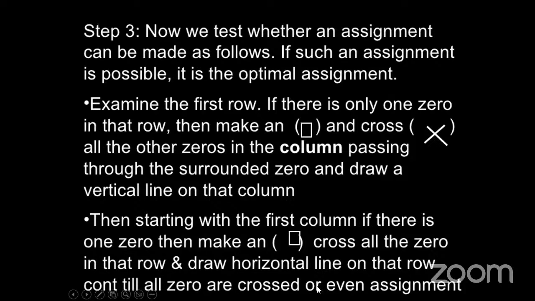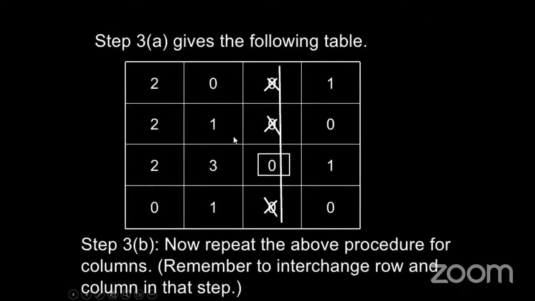Continue till all zeros are crossed or assigned. Either cross or assign. So in the first step, I told you this is allocated and all other zeros in the column are cancelled. So row-wise there is only one single zero. Now repeat the above procedure column-wise.